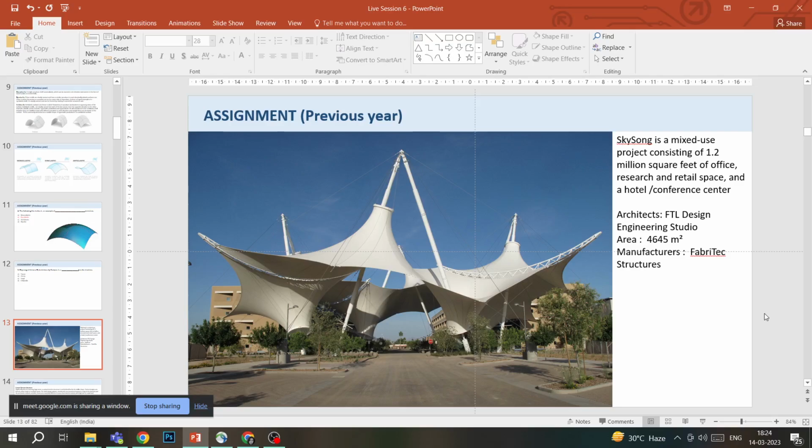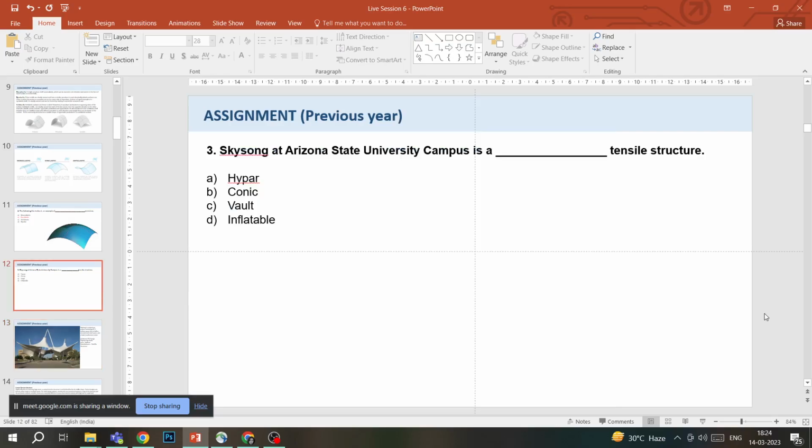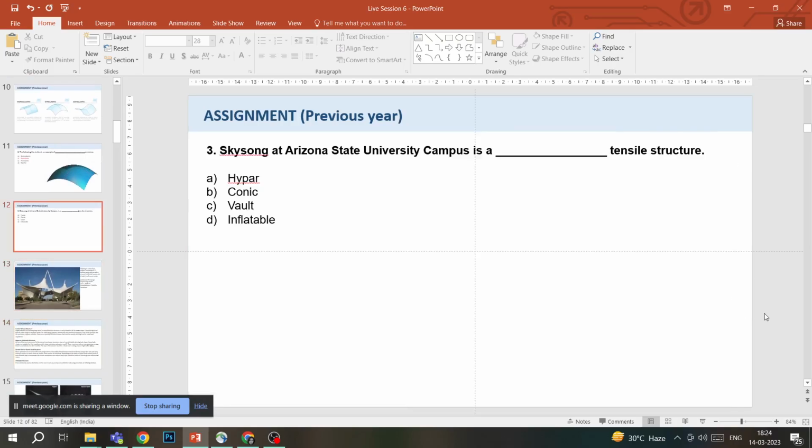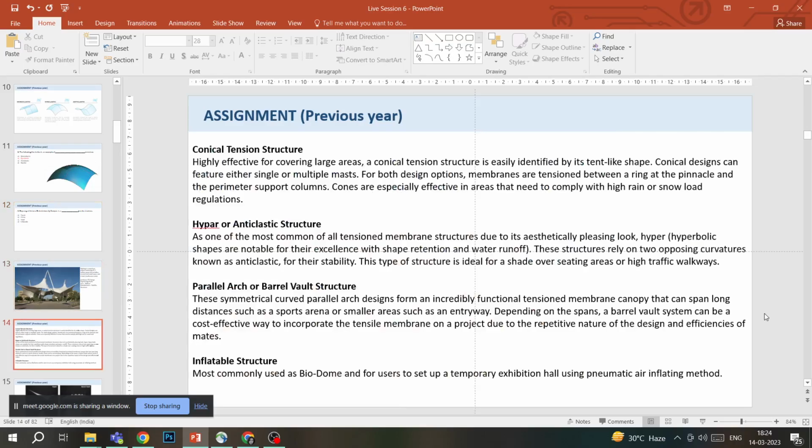And then this structure that stands in front of it is, I think, probably somewhere in the middle of the whole compound. The architects of this were FTL Design Engineering Studio. The entire area of this place is 4,645 square meters, and the manufacturers of this are Fabritech Structures. And now we will understand what all these four terms mean: hyper, conic, vault, and inflatable.